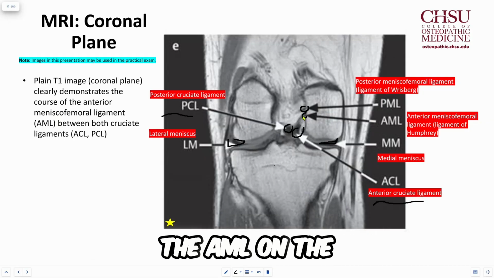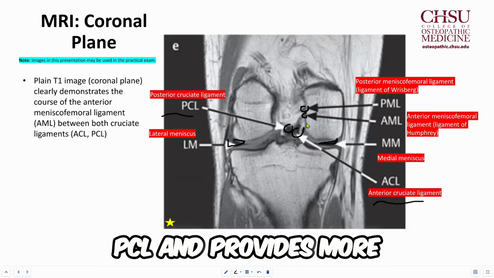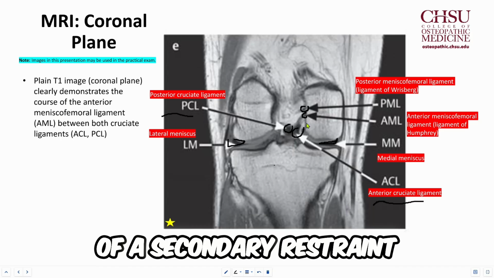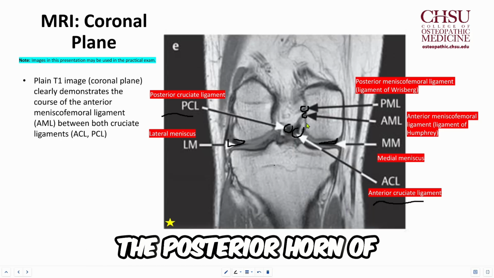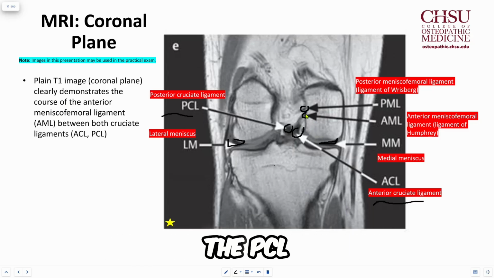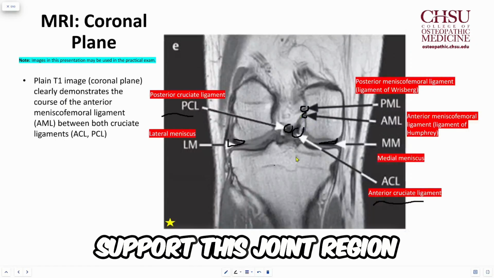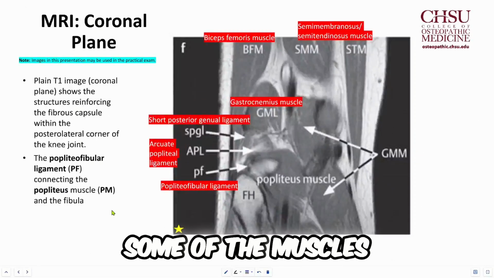The AML on the bottom of that is similar, but it passes in front of the PCL and provides more of a secondary restraint to the posterior tibial translation, and it runs from the posterior horn of the lateral meniscus to the anterior region of the PCL. So they work to support this joint region. And we also have another view showing you some of the muscles over here.